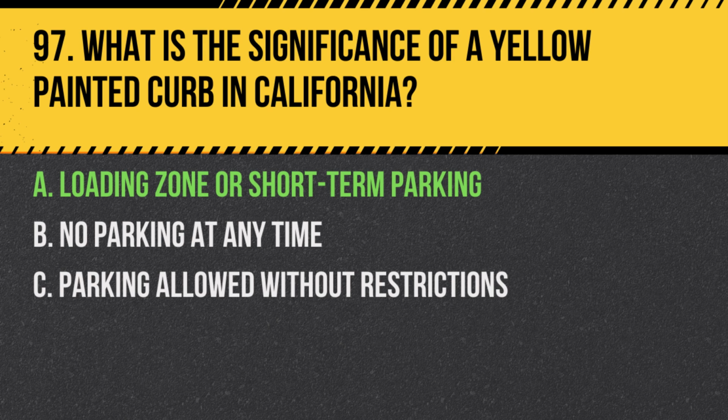Answer: A. Loading zone or short-term parking. A yellow painted curb typically indicates a loading zone or an area designated for short-term parking with specific restrictions.